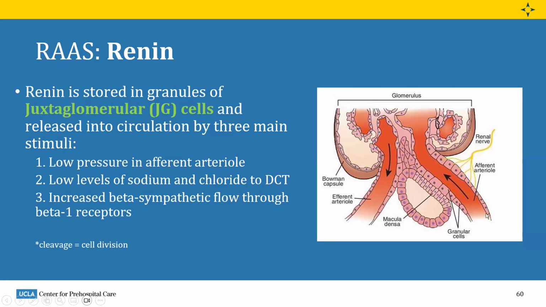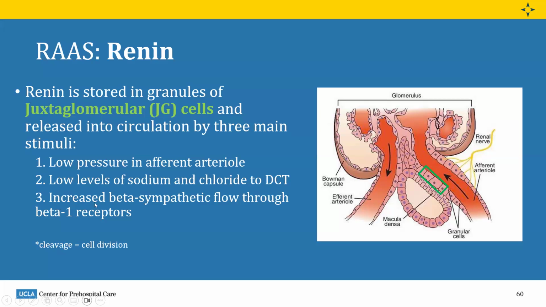One, low blood pressure coming in is going to activate these cells to make renin. Two, low levels of sodium and chloride in our distal convoluted tubule. So we're monitoring essentially in this distal convoluted tubule, like, hey, how much salt is down there? If the salt levels are low, it's going to activate these cells to make renin.